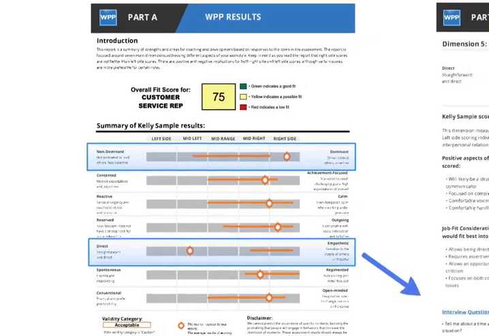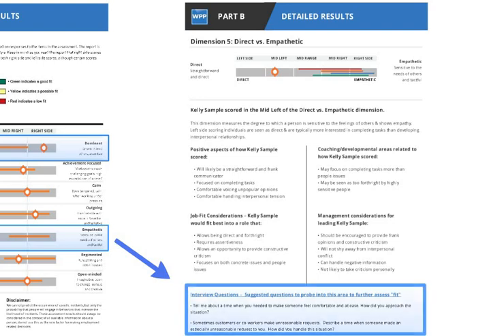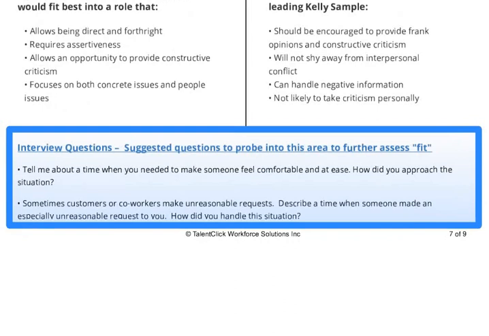Our reports provide suggested interview questions for this very reason, which are located at the bottom of each detailed results page. For example, to probe further into Kelly's tendency to be direct, we can ask, tell me about a time when you needed to make someone feel comfortable and at ease. How did you approach the situation? Or, describe a time when someone made an especially unreasonable request to you. How did you handle the situation?